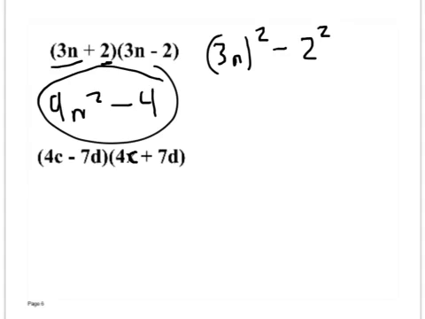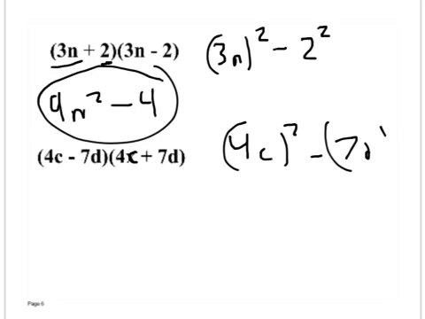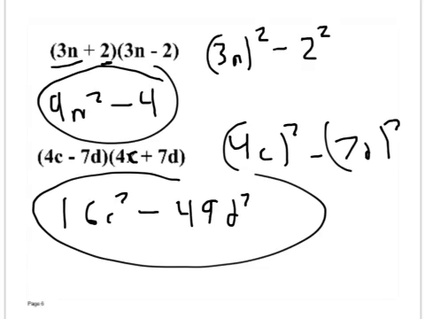It won't work out. So 4C squared minus the second number, which is 7D, that's squared. 4 times 4 is 16. So you have 16C squared minus 7 times 7, which is 49, and it's D squared. There's your answer. And here's your assignment.